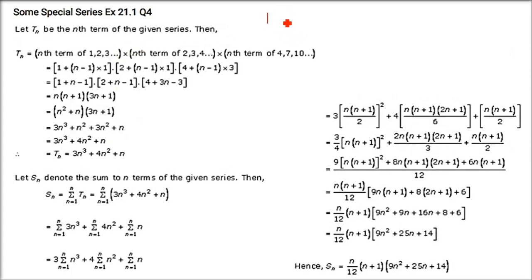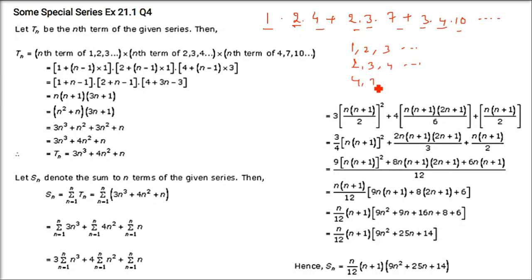Next one is 1.2.4 plus 2.3.7 plus 3.4.10. Same thing, same as the earlier question. We'll take 1, 2, 3, then 2, 3, 4. Then we'll take 4, 7, 10.